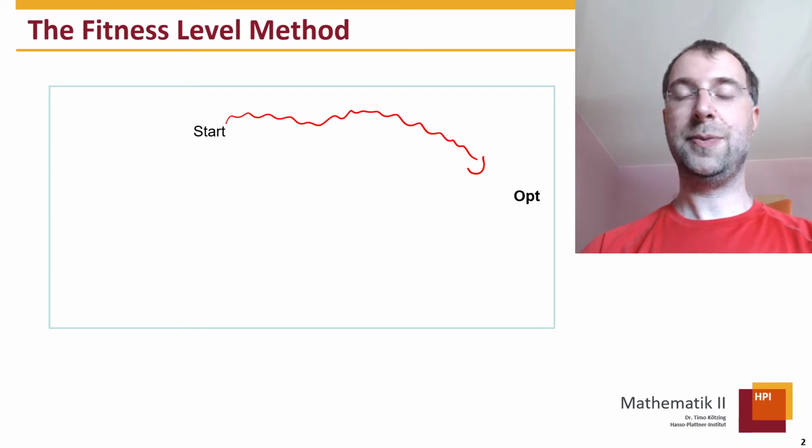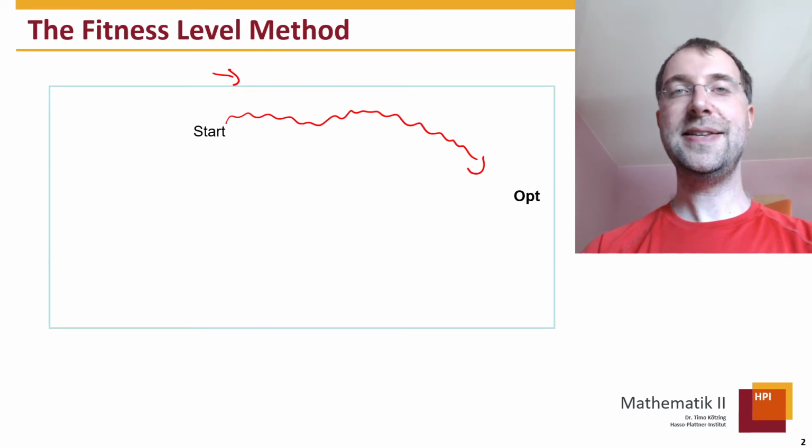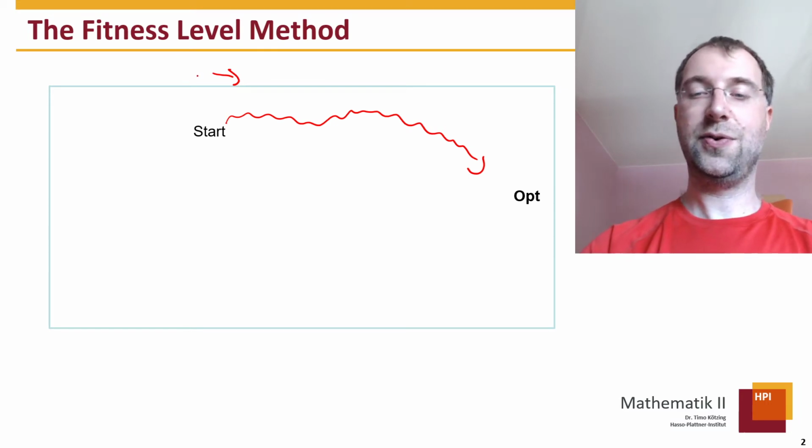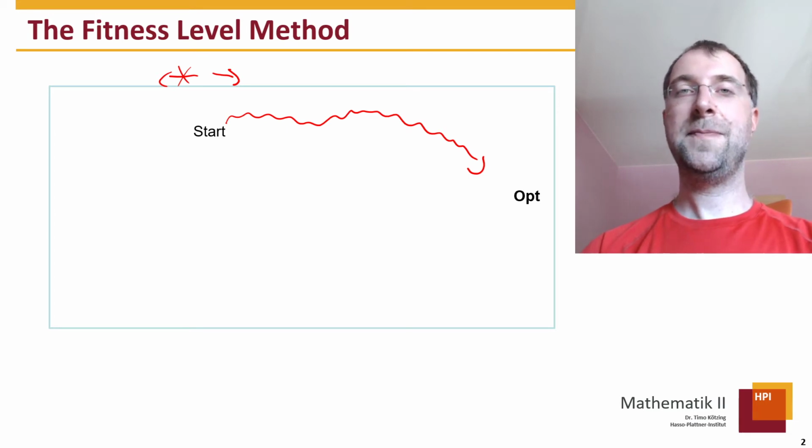First of all, we will focus on methods that only go towards the optimum, in the sense that they are elitist. They will not go backwards. They will not lose quality or lose fitness. So they strictly increase only. And what we can do now is a method due to Wegener.